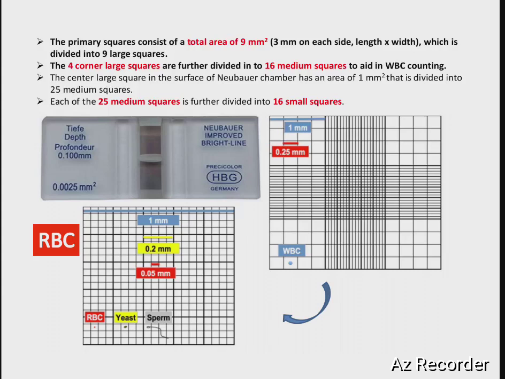The central large square on the surface of the Neubauer chamber has an area of 1 millimeter cube that is divided into 25 medium squares. Each of the 25 medium squares is further divided into 16 small squares. You can visualize the size of WBC as well as RBC compared to the yeast cells and sperm cells.